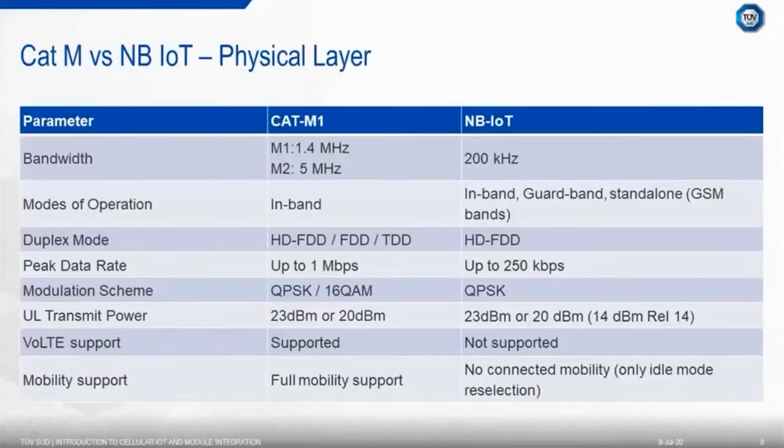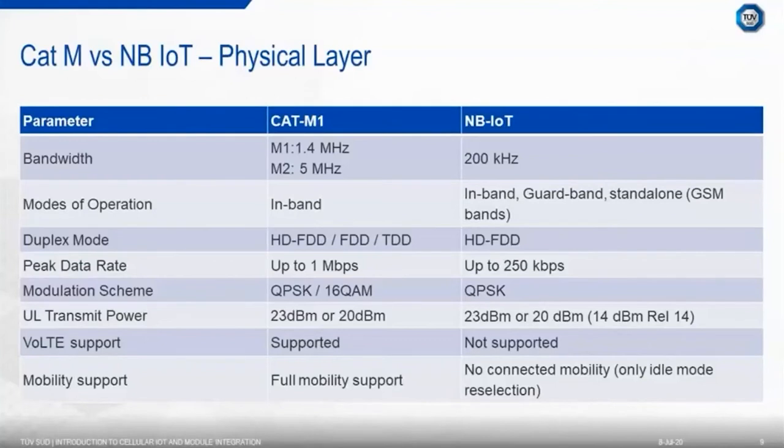This slide shows some of the differences between NB-IoT and Cat-M1, and some of the notable differences are in the bandwidth of the signals. NB-IoT uses a 200 kHz channel spacing with 180 kHz bandwidth, the same as one resource block element in LTE. Cat-M1 uses a bandwidth of 1.4 MHz, which is 6 resource block elements in LTE. For Cat-M2, the bandwidth has increased to 5 MHz.